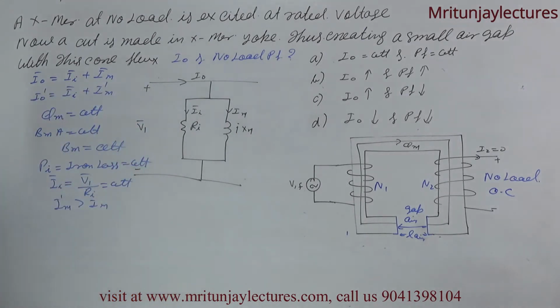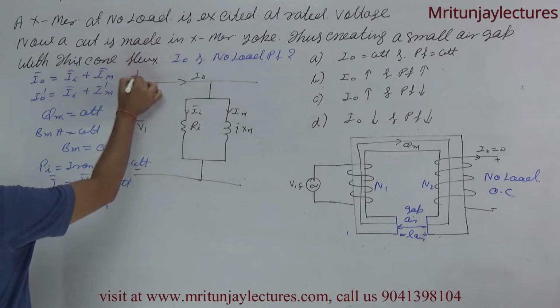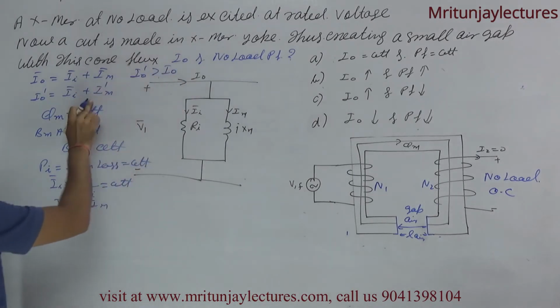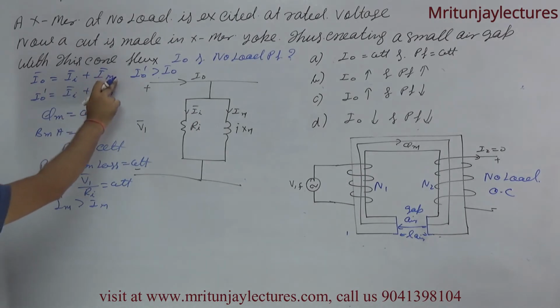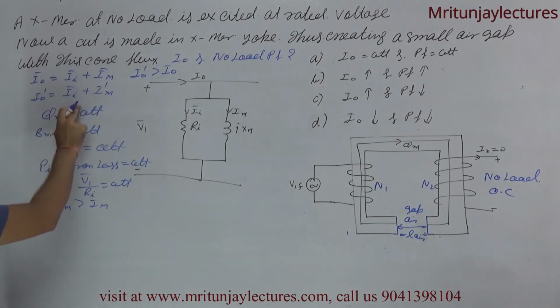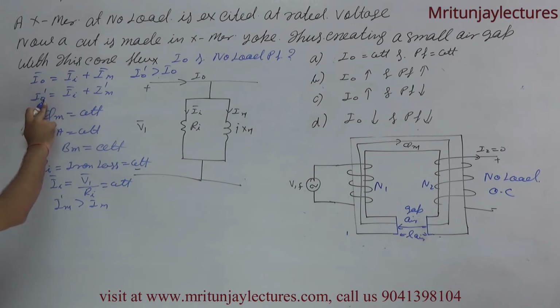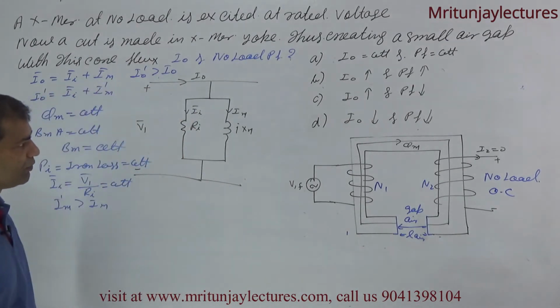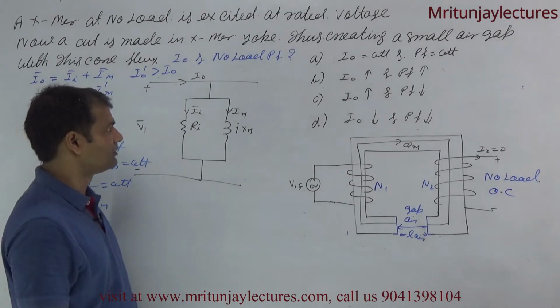Clear? So what about the no load current? It increases. Clear? Im dash is greater than Im, and Ii is the same in both, so you can say that the no load current I0 dash is greater than I0. It is clear? So I0, the no load current, increases. Clear? Now our motto, the no load power factor. How to make it?